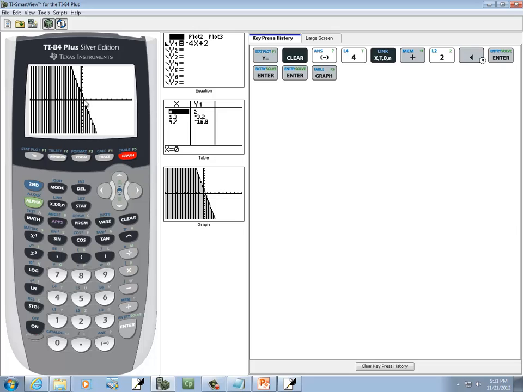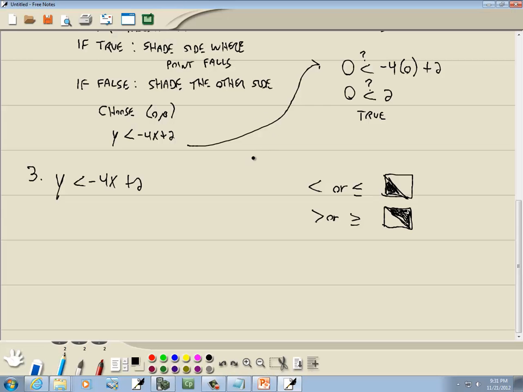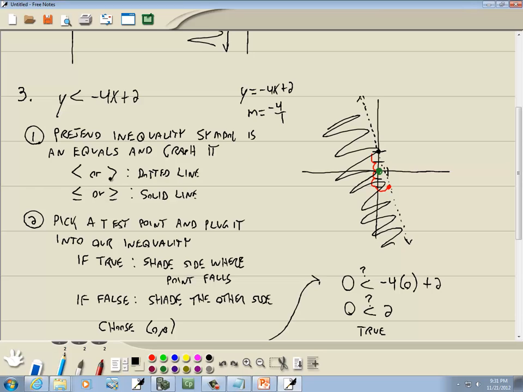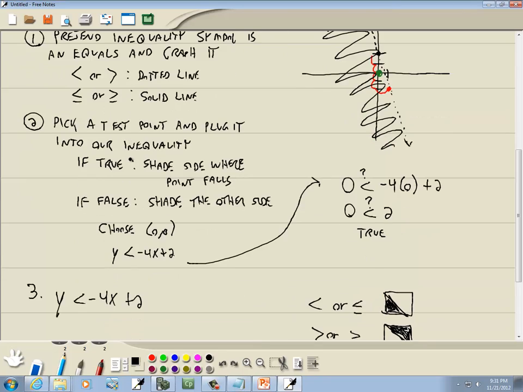The only thing it doesn't give you is whether this line that separates the shaded region from the non-shaded region is dotted or solid. That's what you have to use this note right here. Less than or greater than is a dotted line, less than or equal to or greater than or equal to is a solid line.